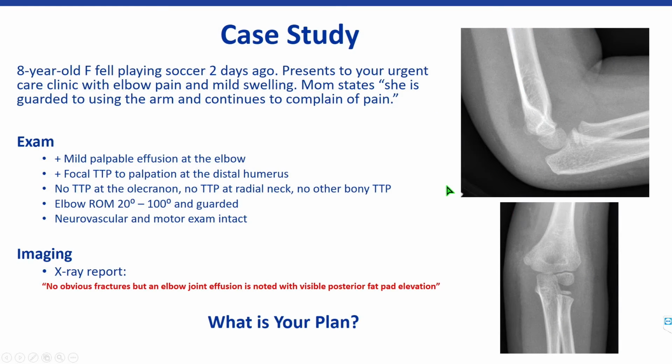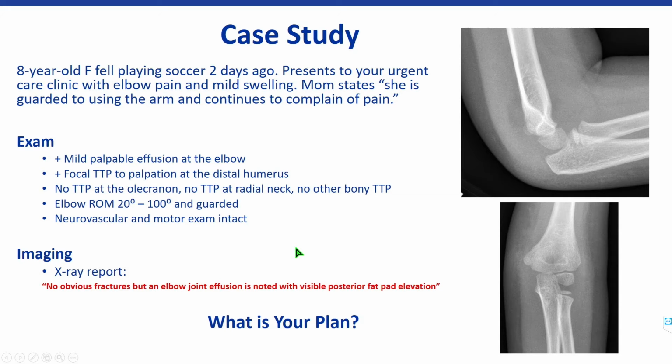So we're going to move to a case study. This is an 8-year-old female, fell playing soccer 2 days ago. Mom presents to the urgent care with the patient stating that she's continued to complain of pain and she's guarded to using the arm. So you do a quick exam and you note that she does seem to have a mild palpable effusion of the elbow. She's focally tender over the distal humerus. She has limited range of motion and otherwise is neurovascularly intact.